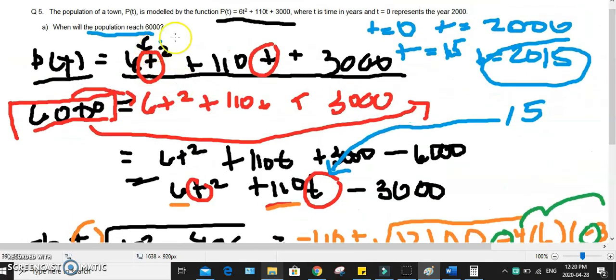We can also check if it's right by plugging it in here and checking to see if it's equal to 6,000. That's how we confirm if our quadratic formula solution is correct. Okay, so yep, that's it.